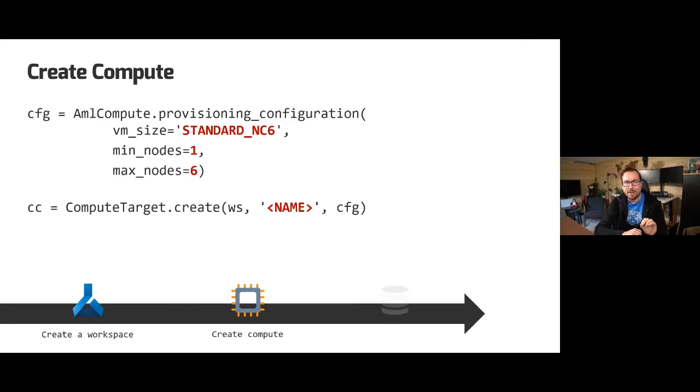So I say here minimum nodes is 1, maximum nodes is 6. That means there is always one node up and running, so I'll always pay for that one node. You better say minimum nodes is 0. This adds a little bit of time because it has to provision and spin up that cluster for you, but you don't have to pay if there is no job running. It will scale down after about 3 minutes of inactivity. So next we create this cluster.